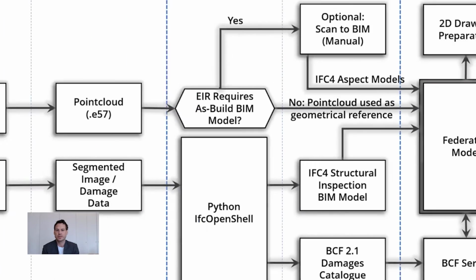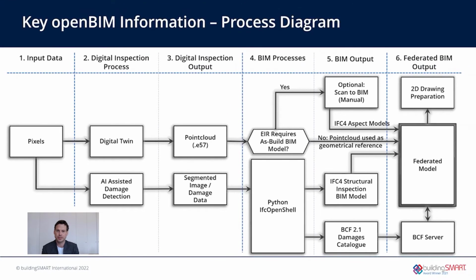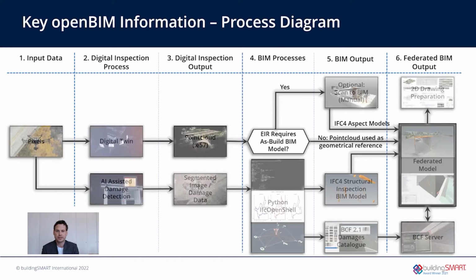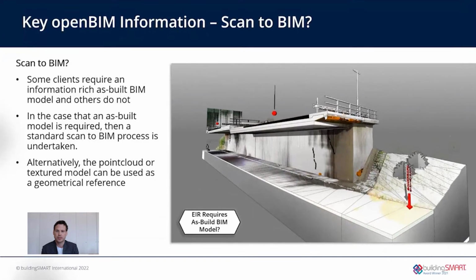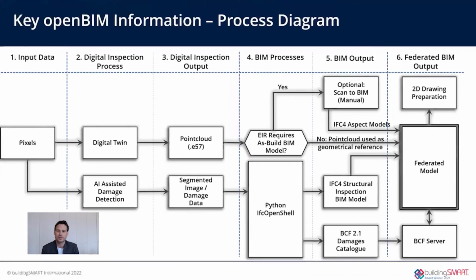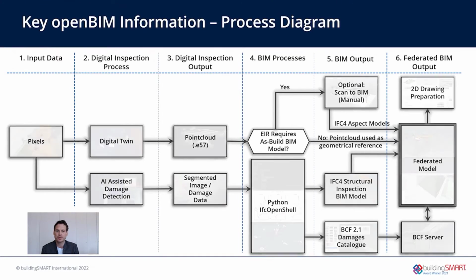So this raises the question of where this reference geometry should come from, and luckily there are a few options. Now, some clients or projects require an information-rich as-built BIM model and others do not. In the case that an as-built BIM model is required, then a standard scan-to-BIM process can be undertaken, in which the point cloud is used as a reference on which a BIM model can be built manually using any off-the-shelf BIM modeling tools like Revit or ArchiCAD. Alternatively, the point cloud or textured model itself can be used as a geometrical reference, and to great effect also. And I'll now show how both of these alternatives can work.